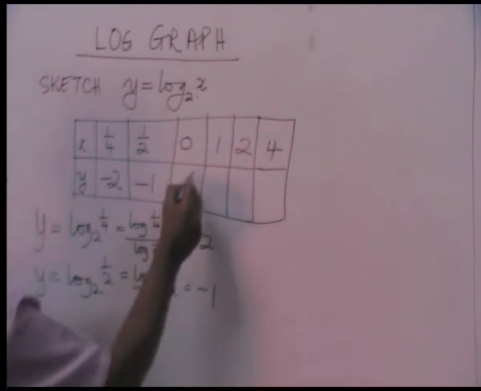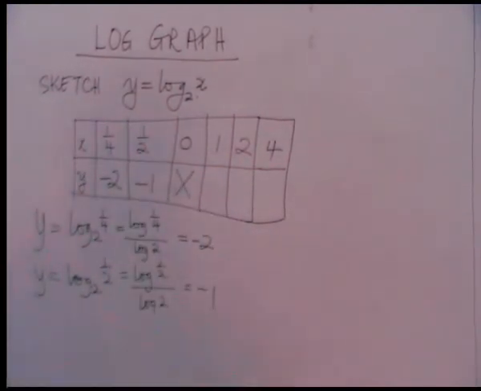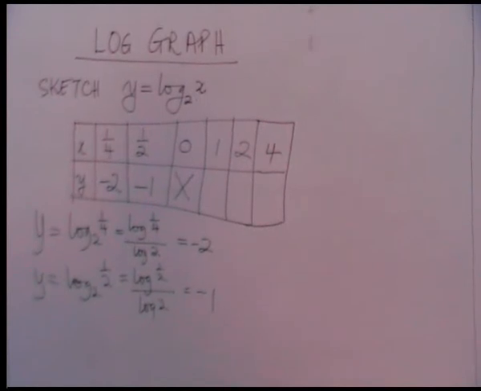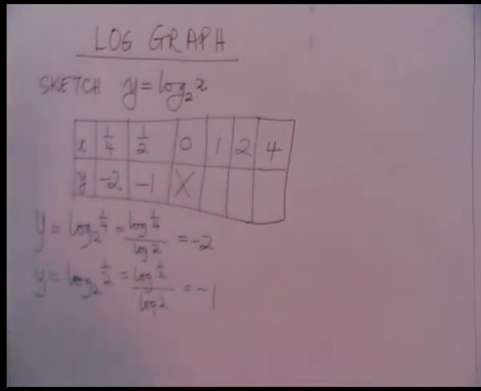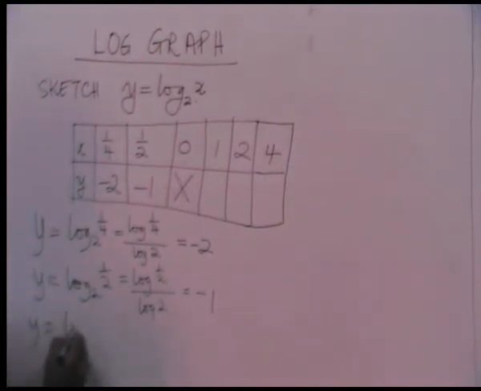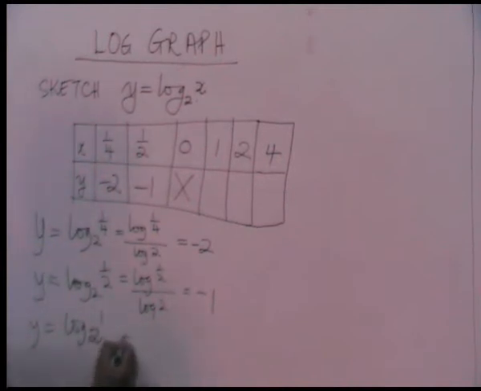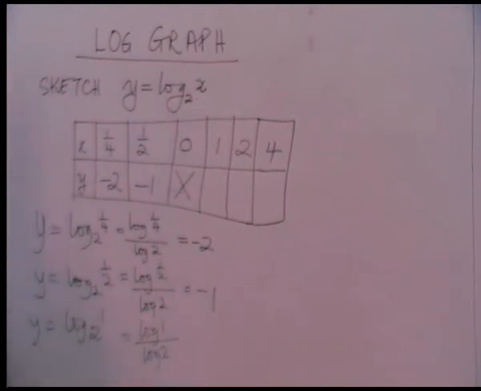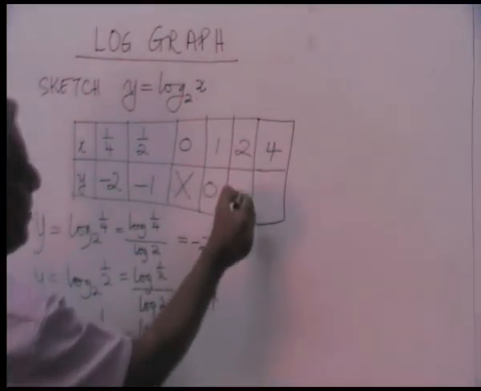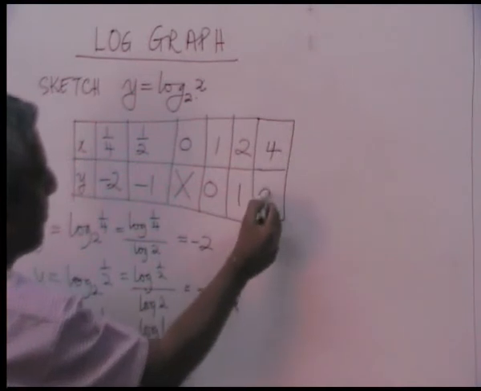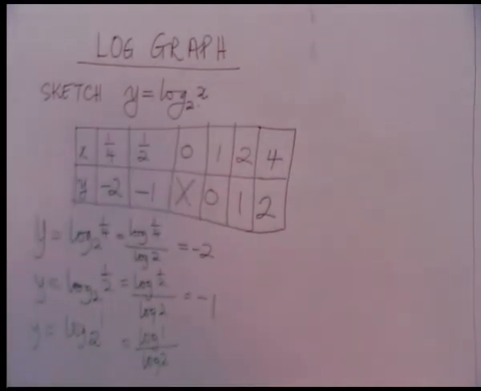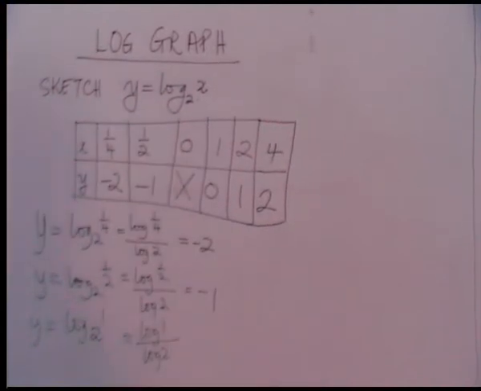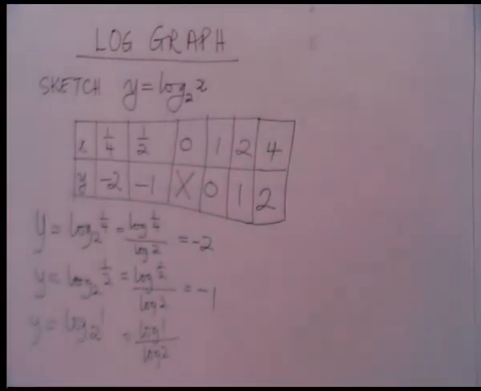In logs, we don't consider 0, so we leave that out. Then you're going to look at y is equal to the log of 1 to the base 2. If you change the base over here, you get log 1 over log 2. Put that in the calculator and you'll get the answer 0. And similarly for 2 you'll get the answer 1, and for 4 you'll get the answer 2. So you make yourself a table of values like that before you can draw the graph.